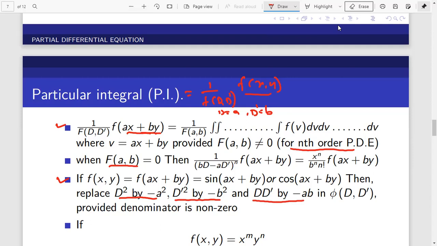First I will discuss a problem based on these two types. Then we will discuss the other types to find a particular integral.